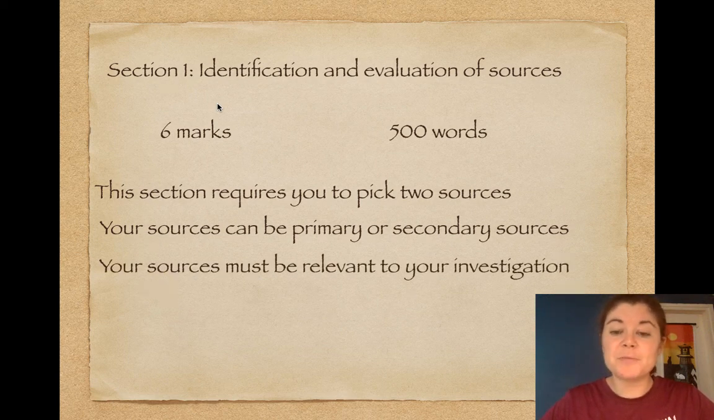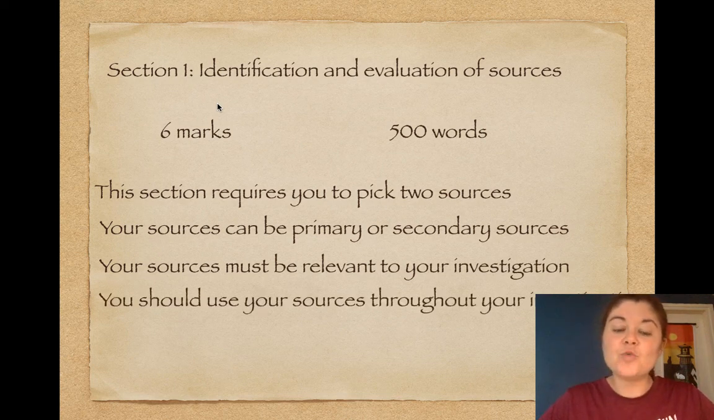If you choose 2 primary sources or 2 secondary sources for this section, that is okay. Your sources must be relevant to your investigation. Hopefully that's common sense, and you really should use your sources throughout your investigation. The examiner needs to be able to see a clear link between section 1, the identification and evaluation of sources, and section 2, the investigation part of your IA.